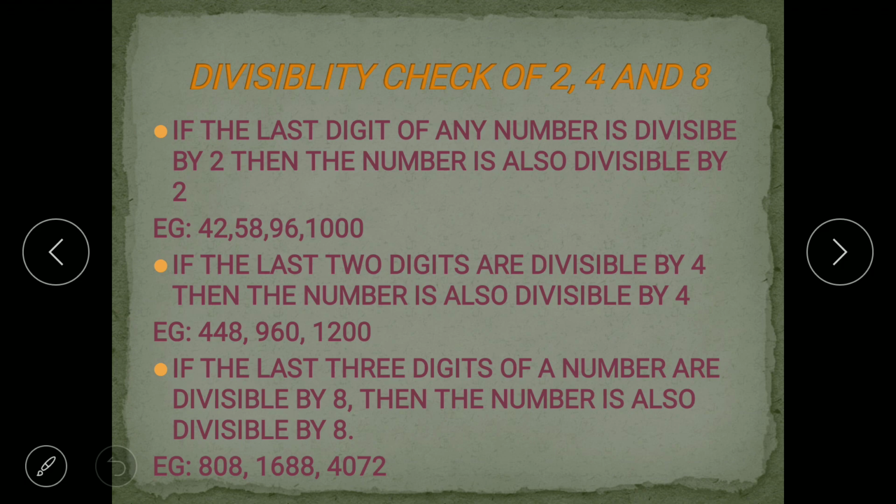Now, divisibility rule of 4. What does the rule say? If the last two digits are divisible by 4, then the number is also divisible by 4. In case of 2, only the last digit was divisible by 2. Here, the last two digits are divisible by 4. See here, 48 is divisible by 4, so 448 is also divisible by 4. 960, here 60 is divisible by 4, so 960 is also divisible by 4.